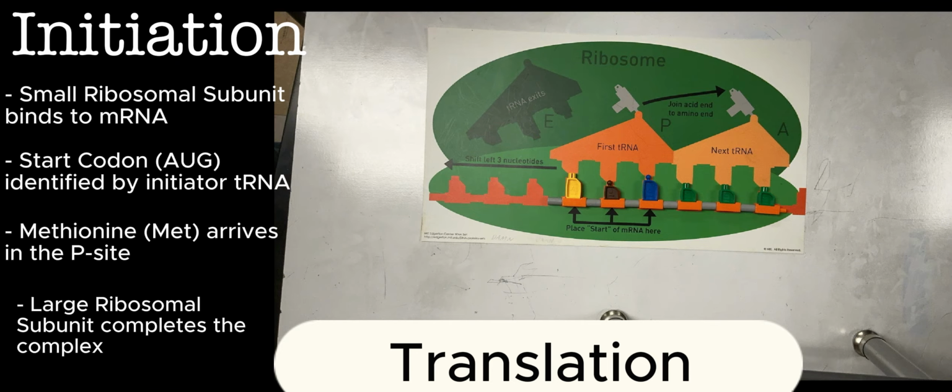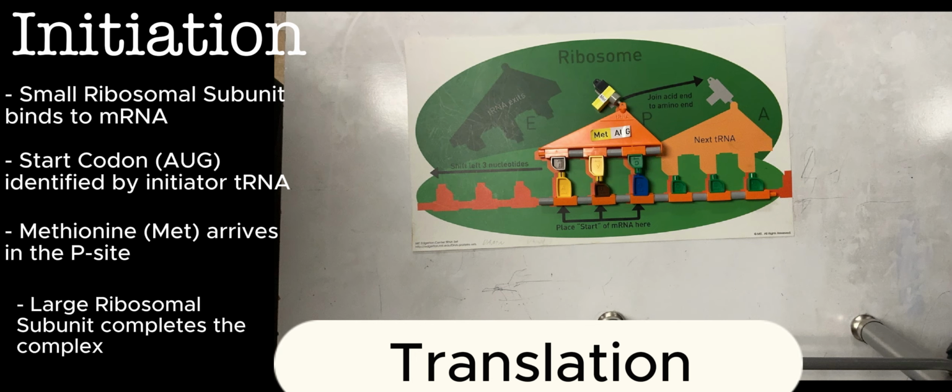Now, translation. It begins in the cytoplasm. The small ribosomal subunit binds to the mRNA and scans for the start codon AUG. An initiator tRNA carrying the amino acid methionine matches its anticodon to the start codon. Finally, the large ribosomal subunit joins to complete the initiation complex.